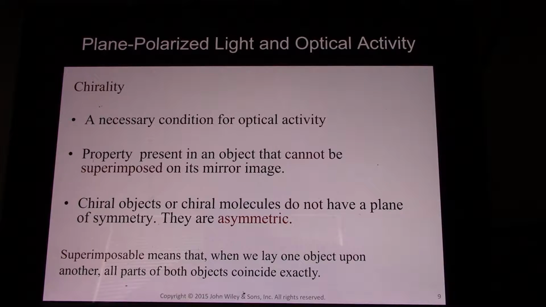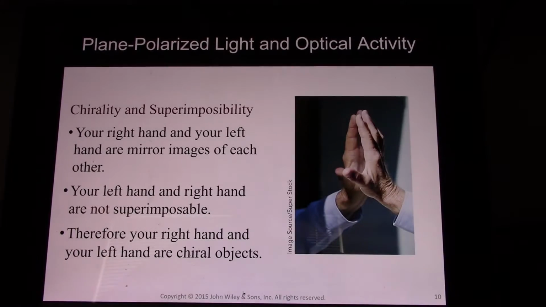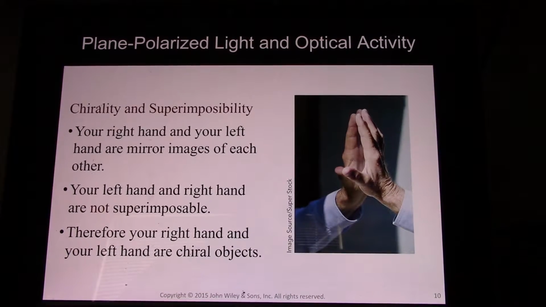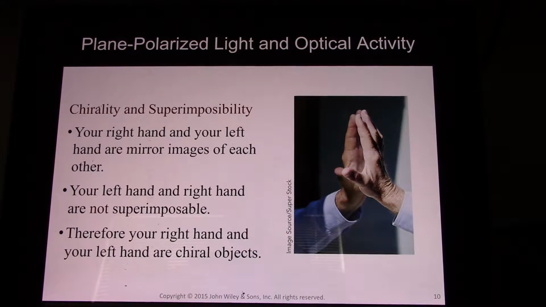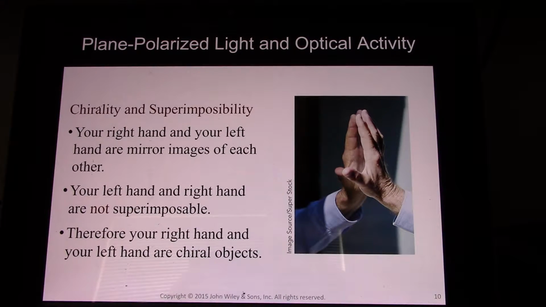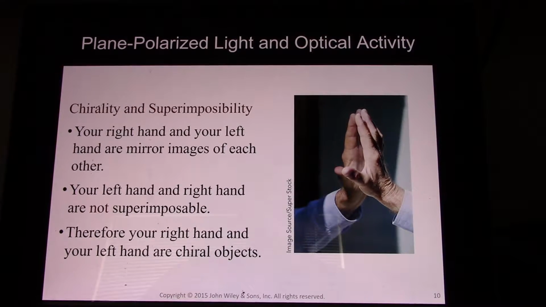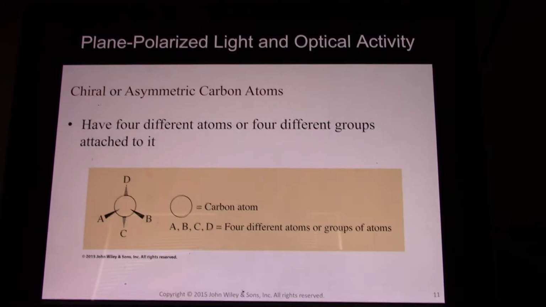be superimposed on its mirror images, like your right hand and your left hand are chiral. Chiral objects do not have a plane of symmetry. They are asymmetric. Superimposable means that when we lay one object on top of another one, they can coincide exactly. So, your right and your left hand are mirror images of each other. They are not superimposable. There's no way you can rotate your right hand so that it's exactly in the same position as your left hand. And therefore, they're chiral objects.